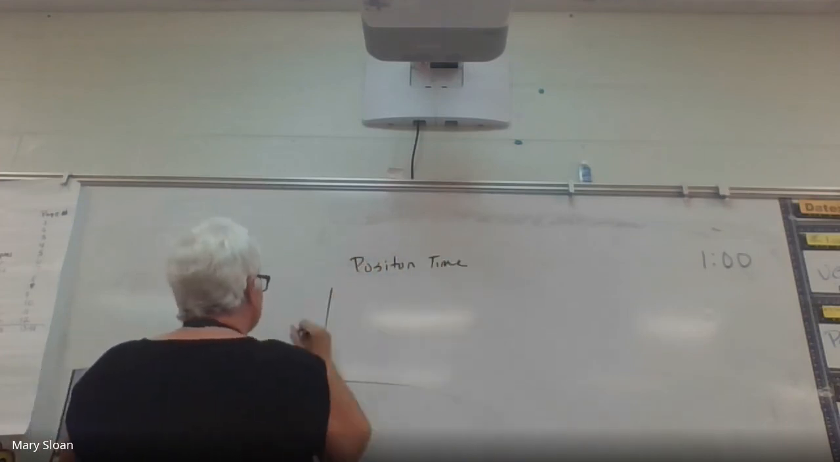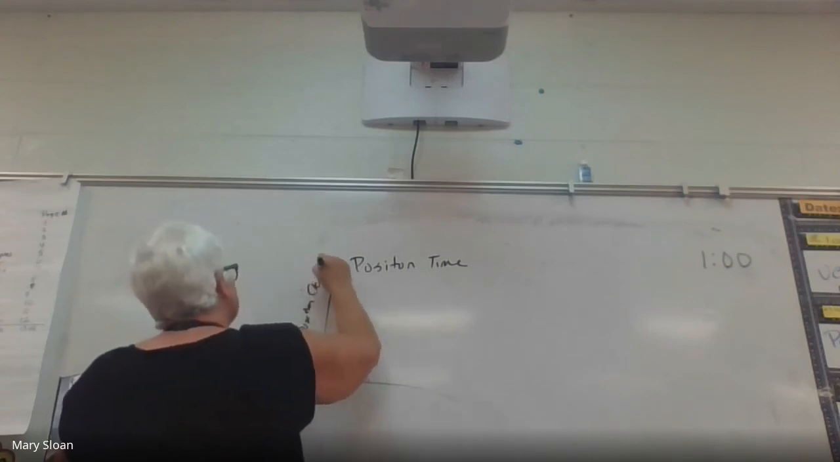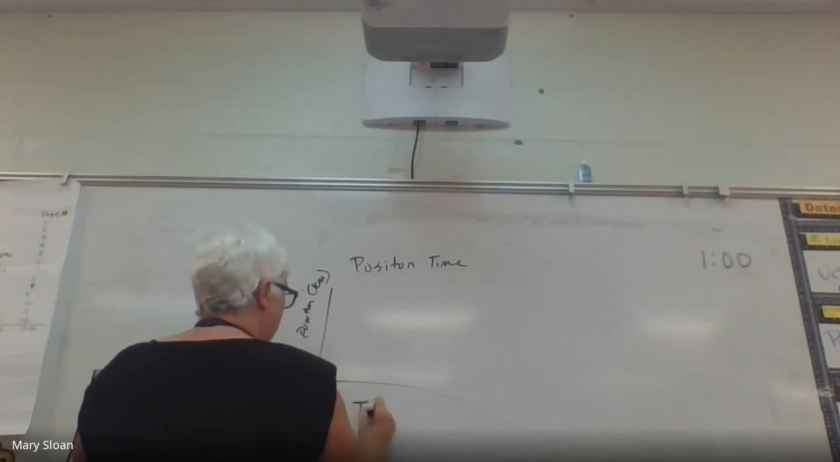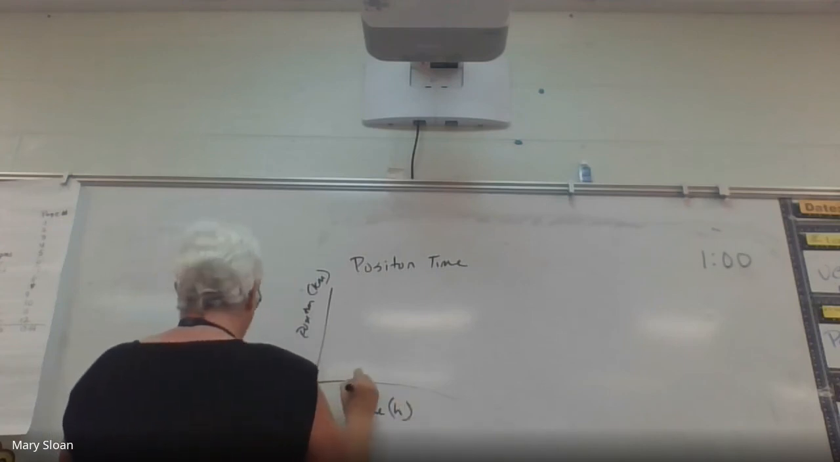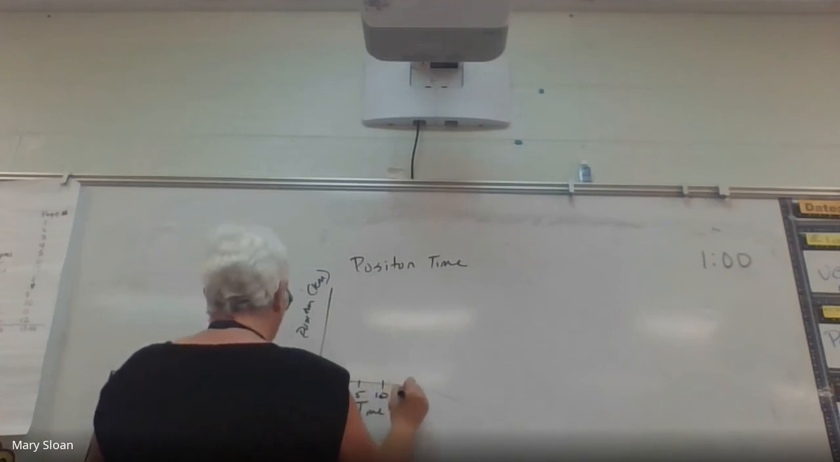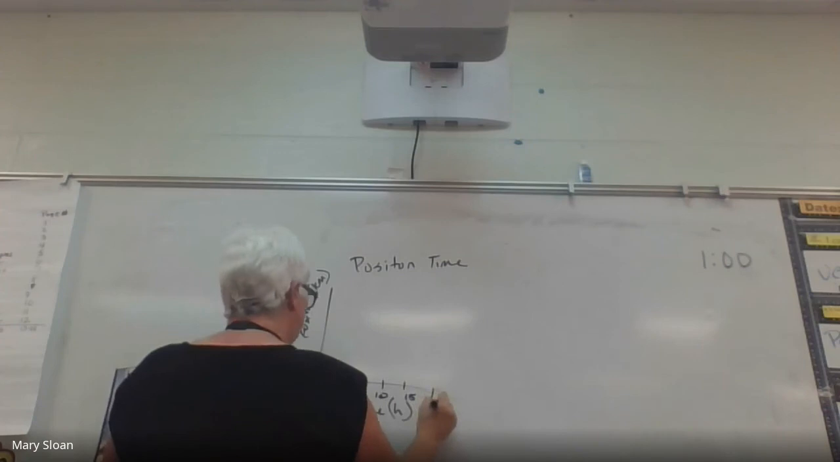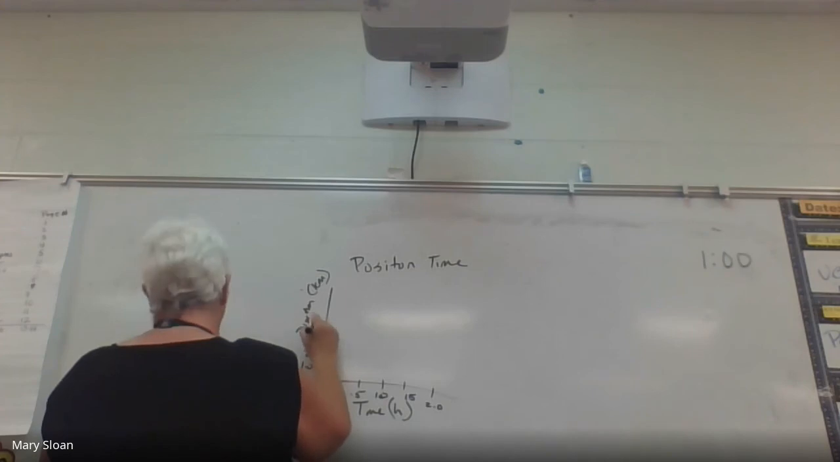We have our position over here, and that's in kilometers. We have our time in hours down here, right? We have 0, 0.5, 1.0, 1.5, and 2.0. Then we have 1.0, 2.0, 3.0, 4, 5, and 6.